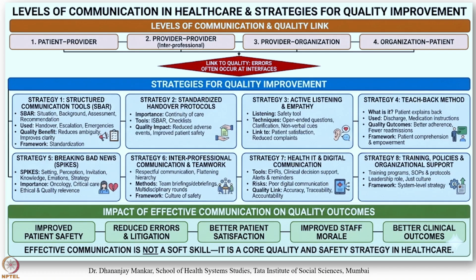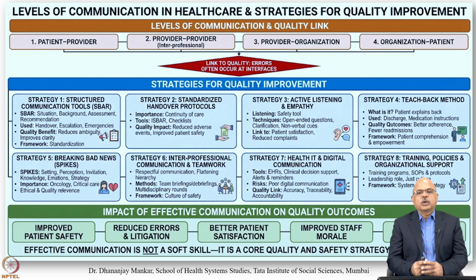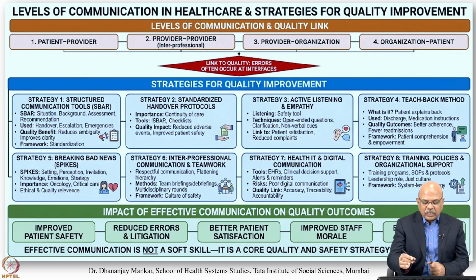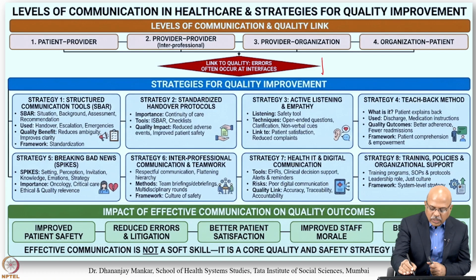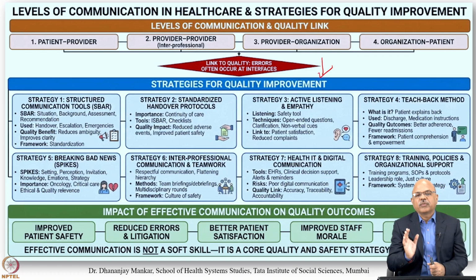What are the levels of communication in healthcare and the strategies for quality improvement? The levels of communication and quality link are patient to provider, provider to provider, provider to organization, and organization to patient. This links to quality with respect to errors, which often occur at interfaces, and you may come across many chances where it compromises the quality part.